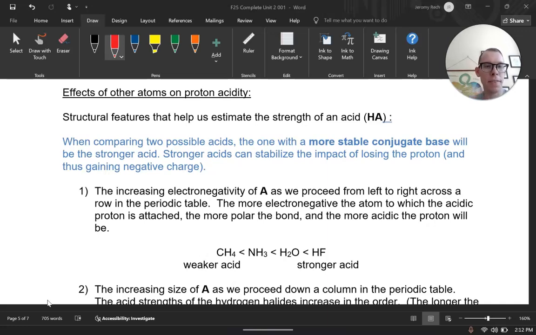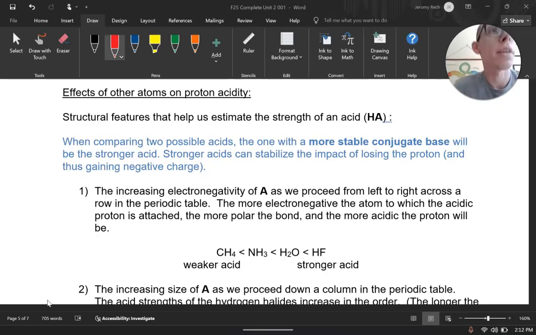All right, buckle yourself in. This is going to be a long one. So we're going to go through and look at 6 different types of trends that we can look at in terms of ranking the strength of an acid. Try to figure out which would be a stronger acid and which would be a weaker.